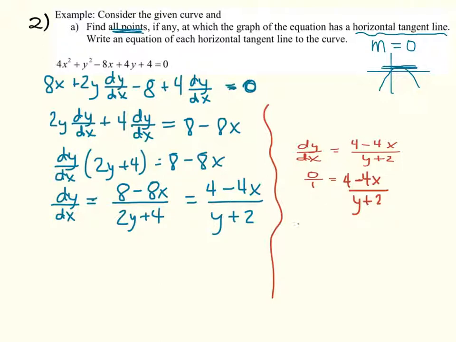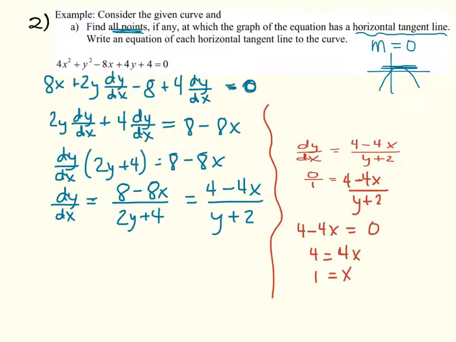So when I do that, I get 4 minus 4x is equal to 0 times y plus 2, which is just 0. And then this becomes a pretty easy equation to solve. 4 equals 4x, and so x is equal to 1. Okay, so now we have our x value of our point or points for which we are going to have our horizontal tangent line. So we have our x value, we need our y values.